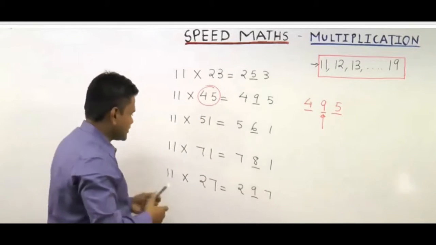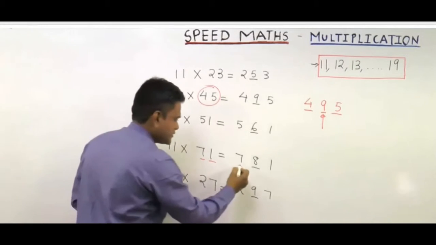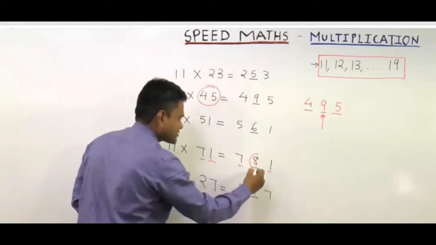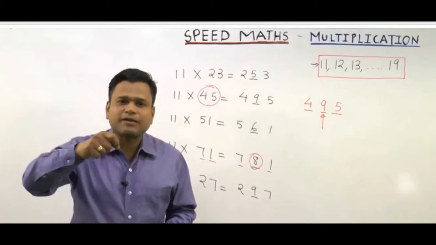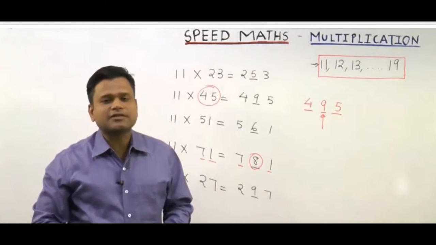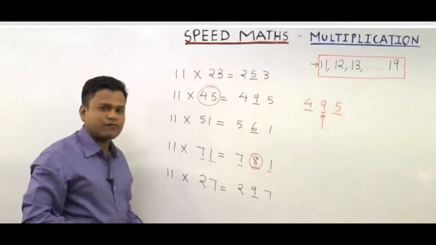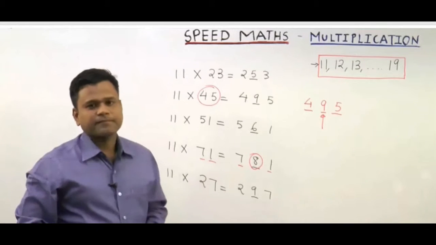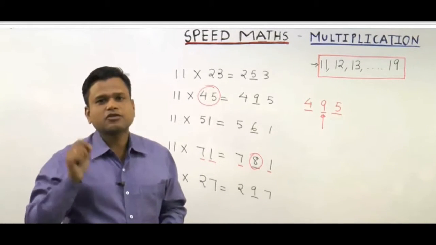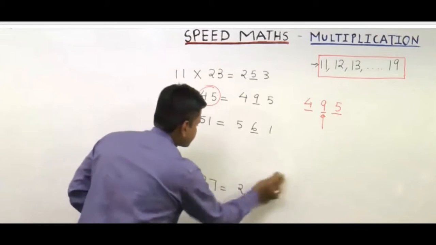And the same thing, you'll see for that matter, 71. 7 here, 1 here. And this number 8 is the sum of 7 and 1, and it is kept in between 7 and 1. 781 is the answer. Once again, 27, 297, 11 into 43, 473, 11 into 52, 572. Isn't it so easy? But we got to be a bit careful when we have a number like this.